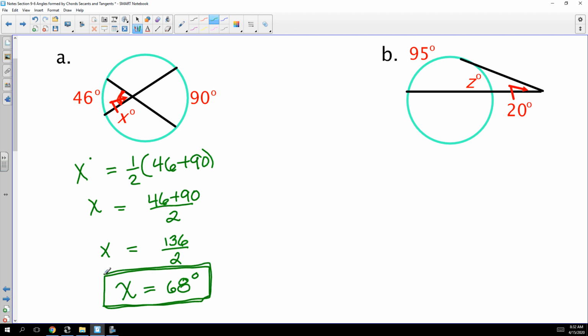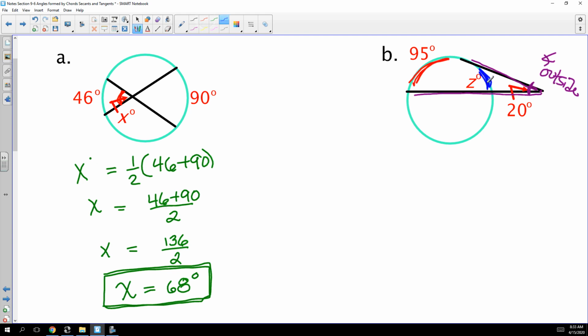Now let's try the second one. So when we look at this problem B, we notice that we have an angle of 20 degrees formed by a tangent and a secant, and it lies outside, right? Since it lies outside the circle, then it must be half the difference of the intercepted arcs. So which arc is further away? 95 is further away. Z is closer.